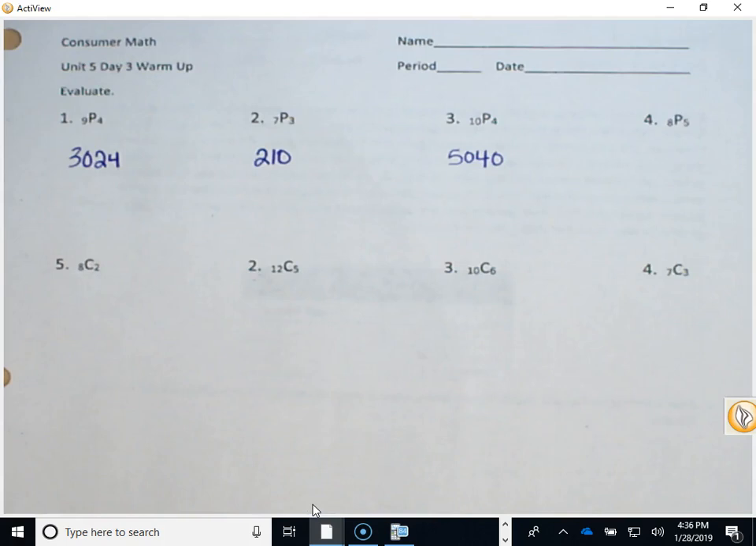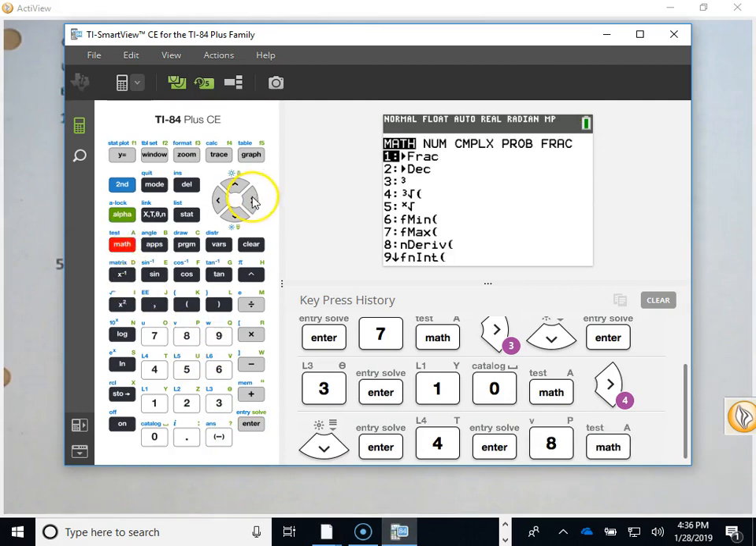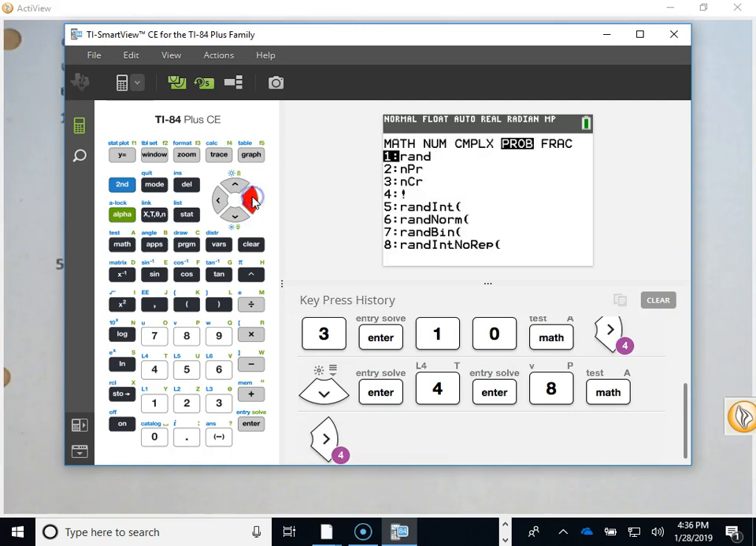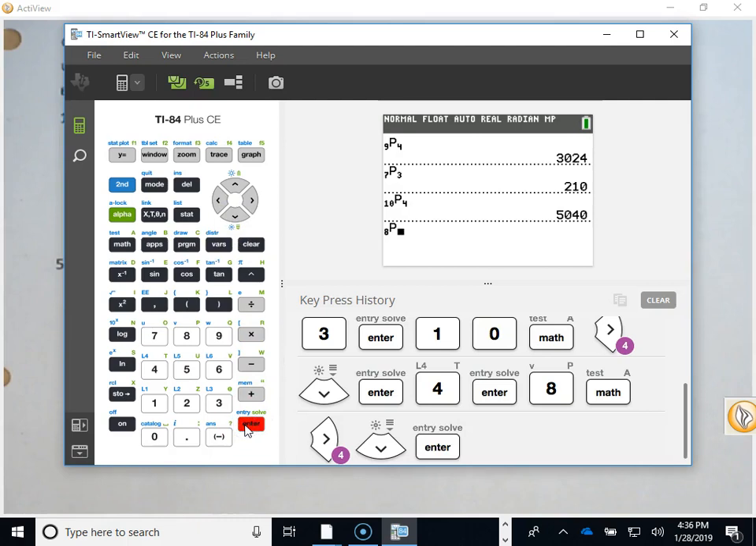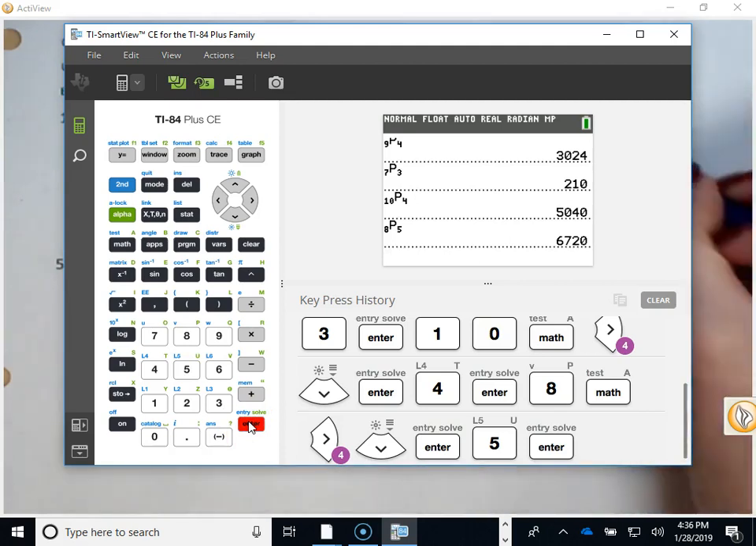For number 4, doing 8 permute 5. So 8, math, over to probability, and then down to permute, enter, and then 5. So our answer is 6,720.